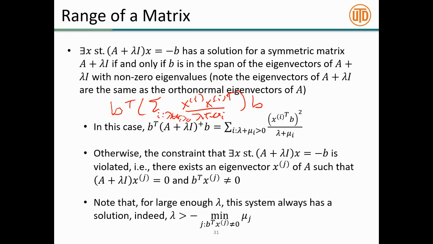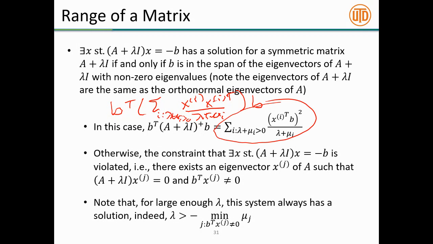times b, right? So anything where lambda plus mu i is equal to 0 has a 0 eigenvalue, so that term will just be 0. It has a 0 coefficient. Then b transpose this thing is just xi transpose b times b transpose xi, which is just (xi transpose b) squared. So that's how I get this formula here.